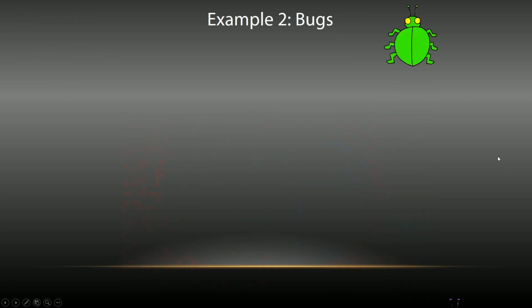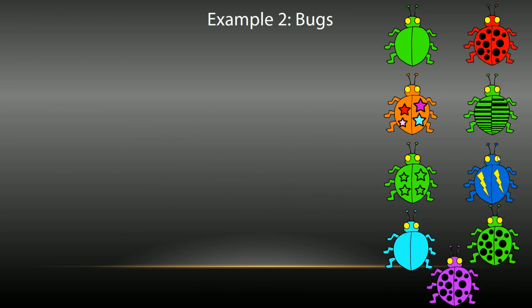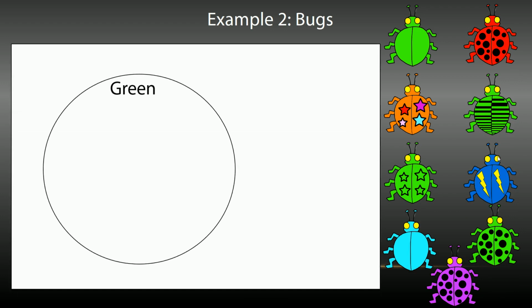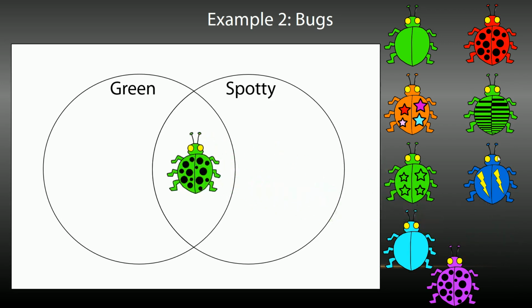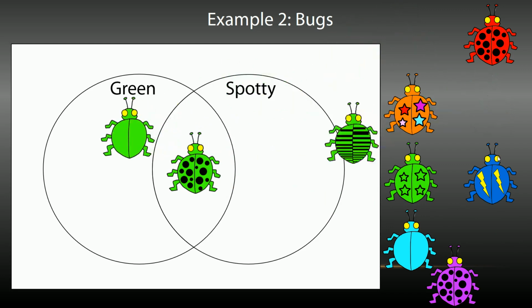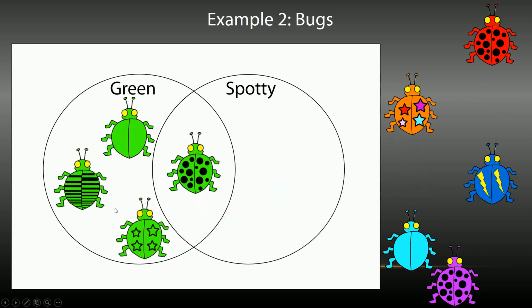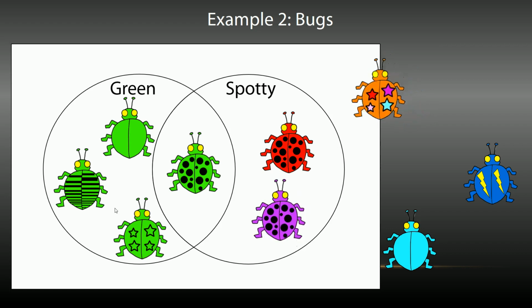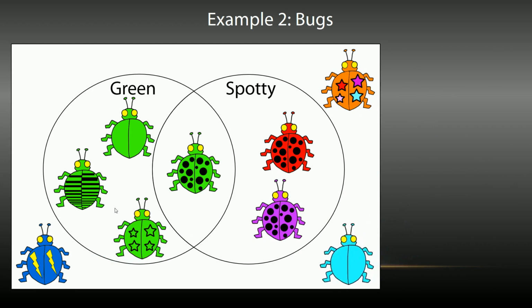Okay. Another way of thinking about this is with a group of bugs that I've made. Okay, so we're going to look at the green and spotty versions. Those are the two conditions. So everything that's green goes in this circle, everything that's spotty goes in this circle. So that is the only bug that is green and spotty. Then all the green ones can go in the other side, so this crescent moon shape over this side. And then everything that's spotty can go on the other side. And then everything else simply goes around the edge outside of the two groups because they aren't green or spotty.